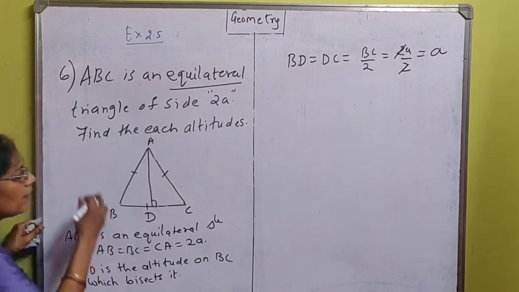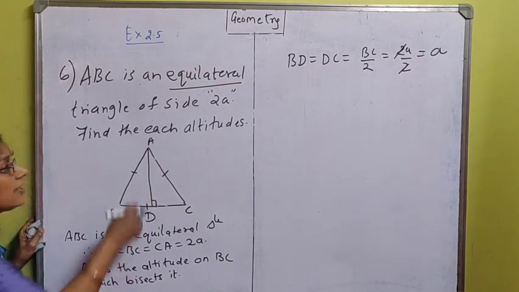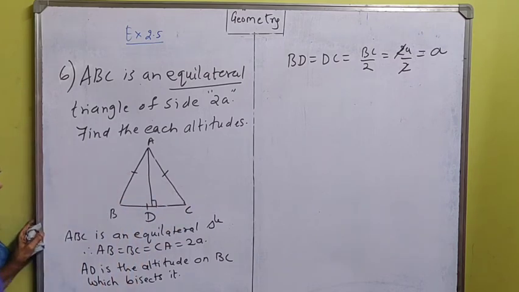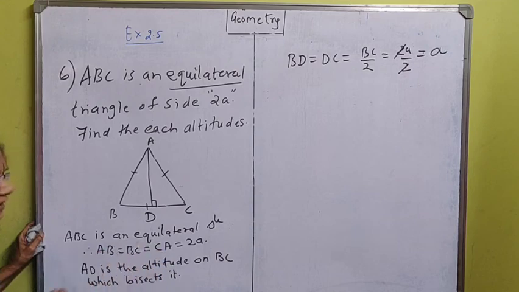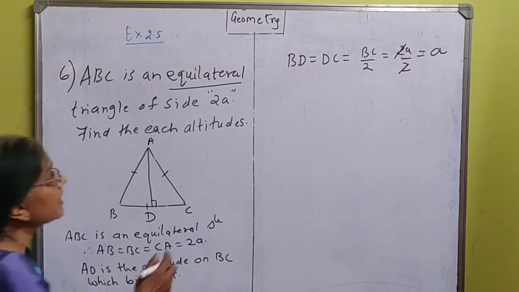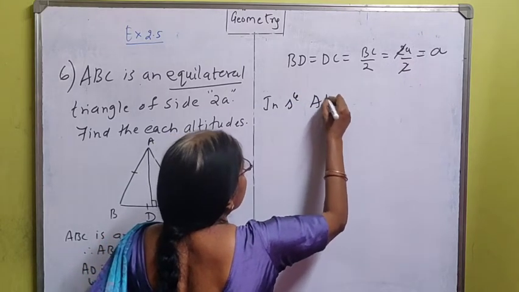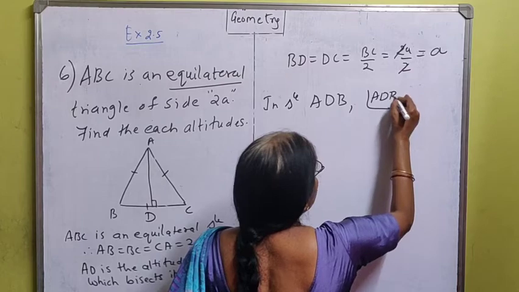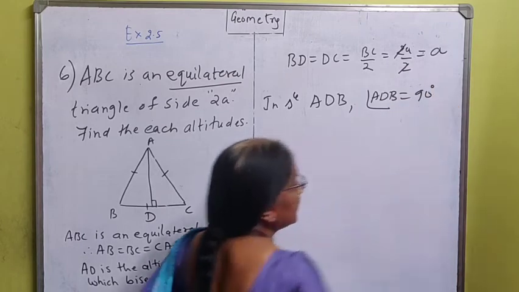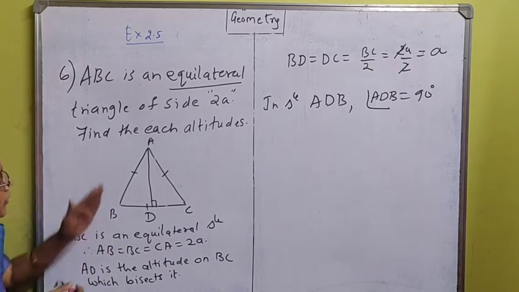Now we will take any one triangle. Both are right angle triangles. ADB is a right angle triangle and ADC is also a right angle triangle, because AD is perpendicular to BC, or AD is the altitude. So let us take triangle ADB. Angle ADB is equal to 90 degree. So in triangle ADB, which is 90 degree? ADB. If ADB is 90 degree, which is the hypotenuse?